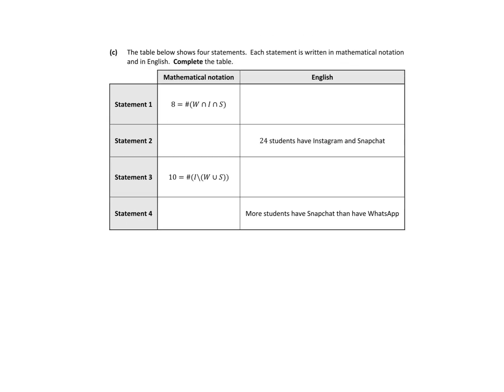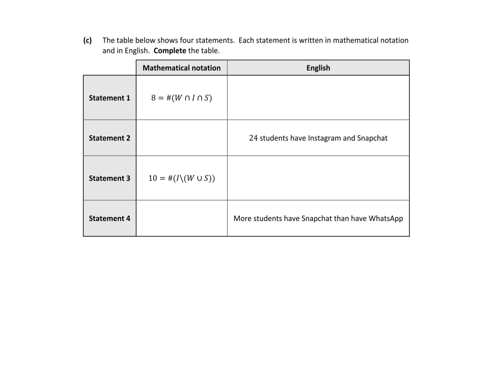So onto the last page, they just want us to translate between set notation and normal writing. So to save my terrible handwriting appearing on screen, I'm just going to translate the English by speaking it out. So it says 8 is the cardinal number of W intersection I intersection S. They have some examples here, like 24 students have Instagram and Snapchat. So if I think about W intersection I intersection S, it's the students who have all three, right? So 8 is the amount of students who have all three, is what I write here.